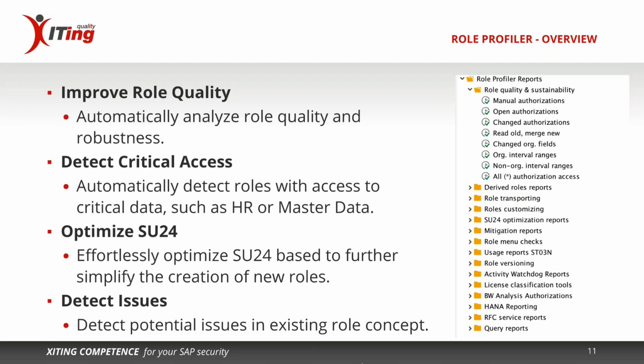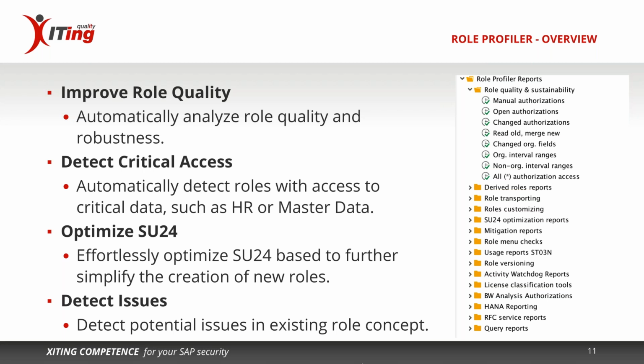Again, as I've mentioned before, we offer roughly 90 reports. You can see some of them, or at least the categories, on the right-hand side. But the goal really is to improve the quality of our existing roles, to detect critical access, be it based on critical combinations of transactions or access to HR or master data. We use those reports as well to optimize SU24 and to detect issues that you need to look at.